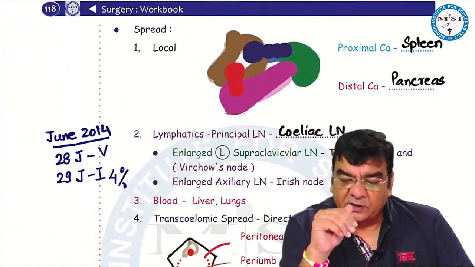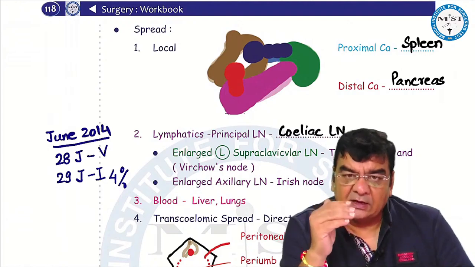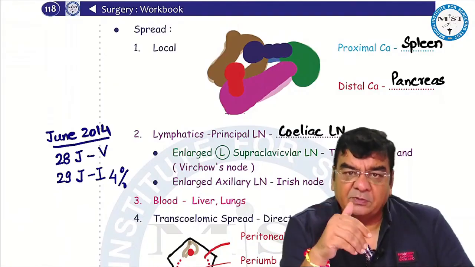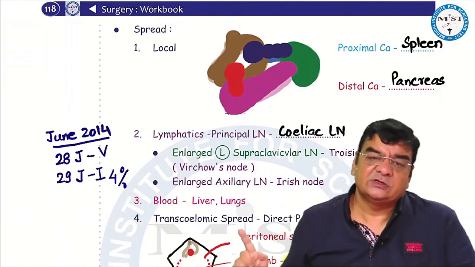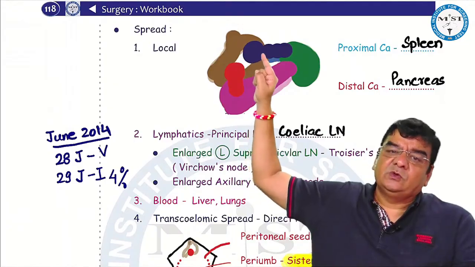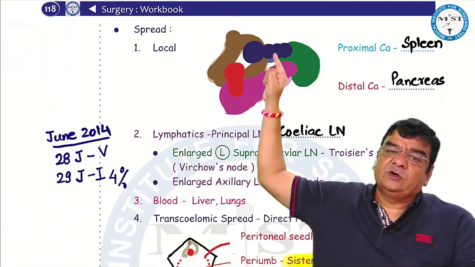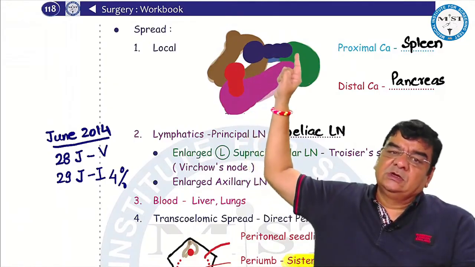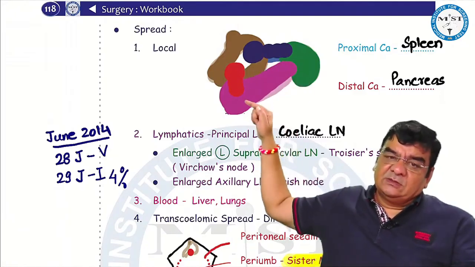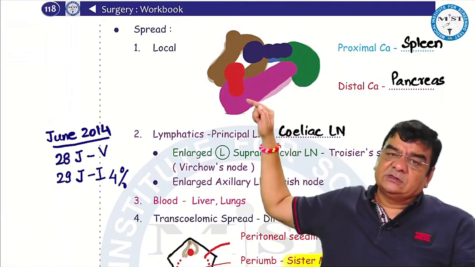If we look at the spread of stomach cancer, any carcinoma can spread locally or through lymphatics or through blood. Stomach cancer can also have a direct peritoneal spread or transcoelomic spread. Locally, it starts from the mucosa, goes to submucosa, muscle, subserosa, perforates the serosa and involves adjacent organs. Proximal stomach cancer will involve the spleen. Distal stomach cancer will involve the pancreas.